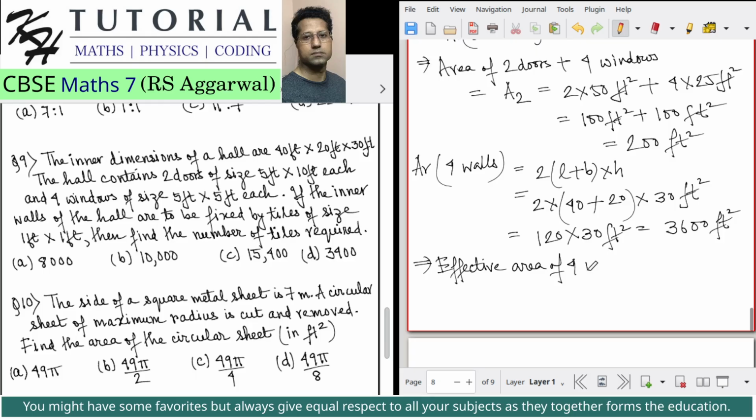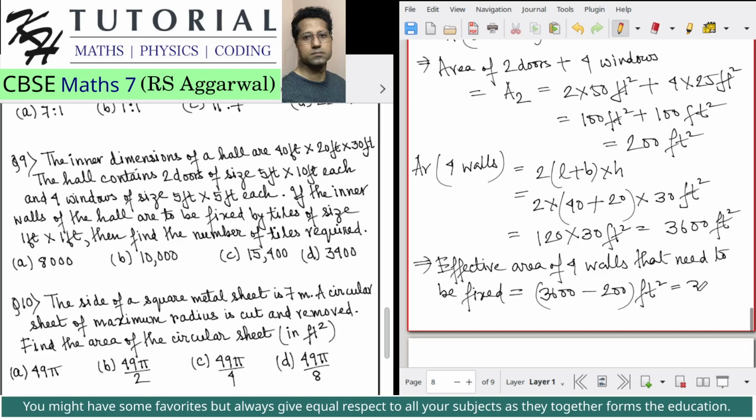So now this implies the effective area of 4 walls that need to be fixed will be equal to the area of the 4 walls, 3600, minus the area of the 2 doors and 4 windows, which was 200.